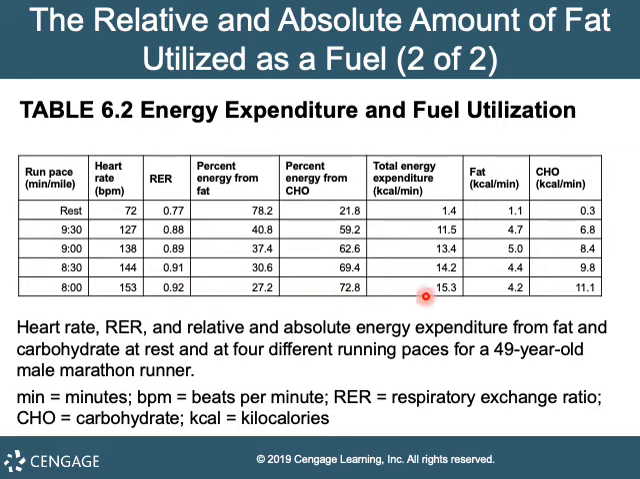And if you look over to the absolute energy expenditure, you can see the difference in the amount of fat utilization in kilocalories per minute versus carbohydrate at rest. And then down near the bottom at a faster pace, the amount of fat utilization is much less than the carbohydrate utilized.